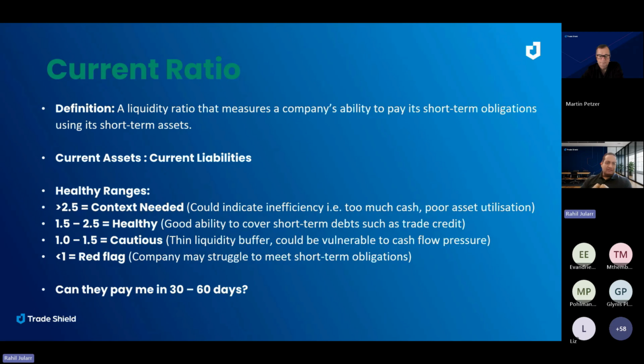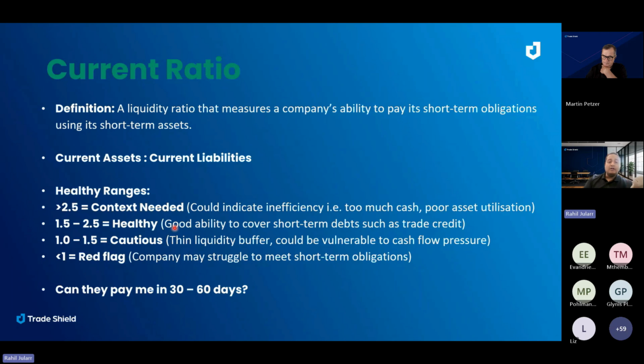Now, why is this important? It's important because it talks about how a company can satisfy its short-term obligations with what it already has as short-term assets, i.e. they don't need to go and borrow more and they don't need to go and get additional funding. So what are healthy ranges? Anything above 1.5 is generally considered healthy, but anything above 2.5, I would ask a question: why do you have so much cash lying around? Are you not utilizing your assets well enough? Maybe you've got an influx of funding that I need to be aware of. But basically, if you have a company that's sitting between the 1.5 to 2.5 range, that is considered healthy.